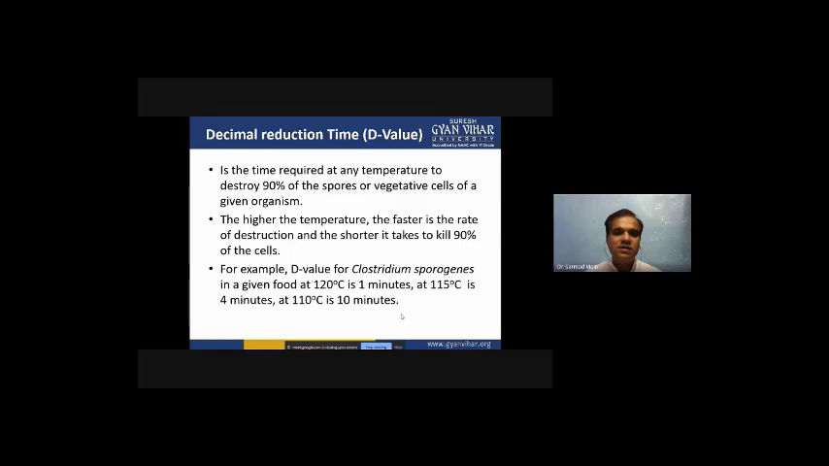For example, the D value of Clostridium sporogenes in a given food at 120 degrees centigrade is 1 minute. And if you are decreasing the temperature, then you have to increase the time. So 115 degrees centigrade is 4 minutes. If you are decreasing further to 110 degrees, you have to increase the time. So 110 degrees centigrade is for 10 minutes.